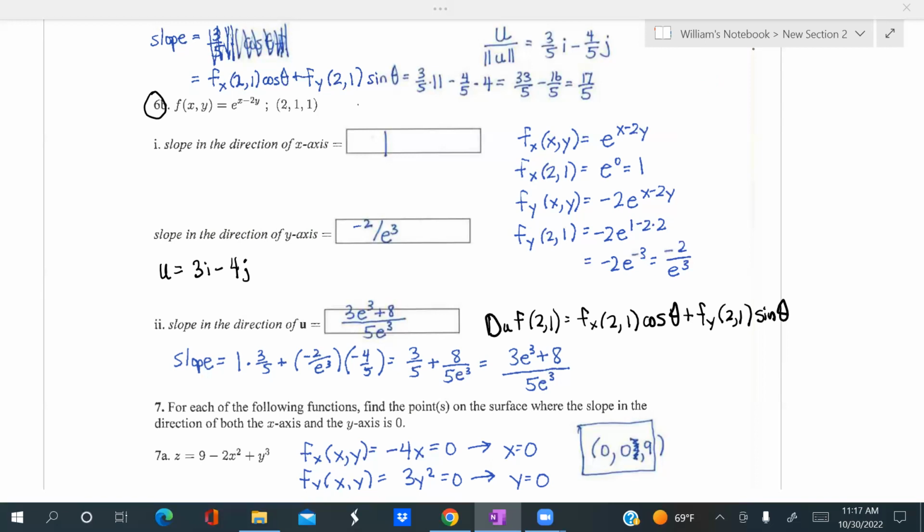The slope in the direction of the y-axis is just the partial derivative with respect to y evaluated at 2, 1. If you calculate the partial derivative with respect to y, you're going to get minus 2 e to the x minus 2y. And then when you substitute x equals 2 and y equals 1 into that formula, I think you get this. Did I do that right though? Did I do that backwards?